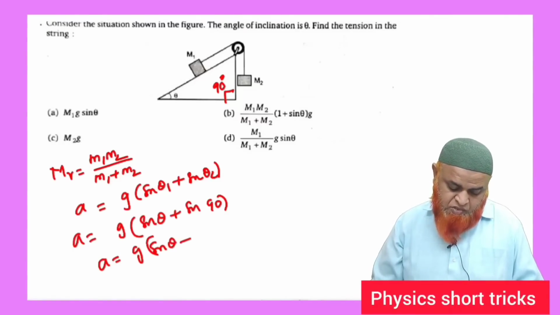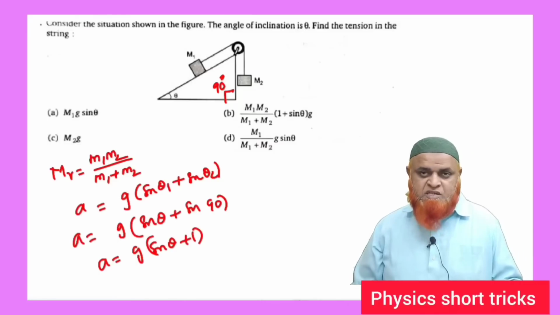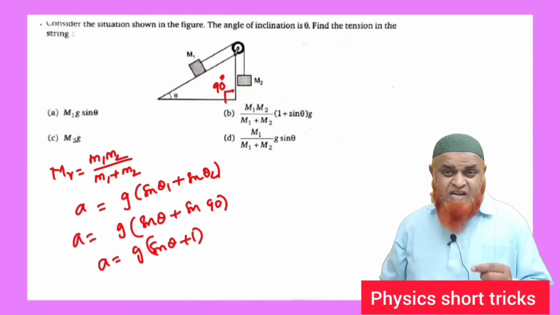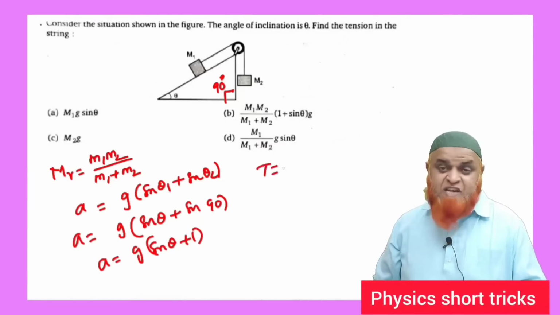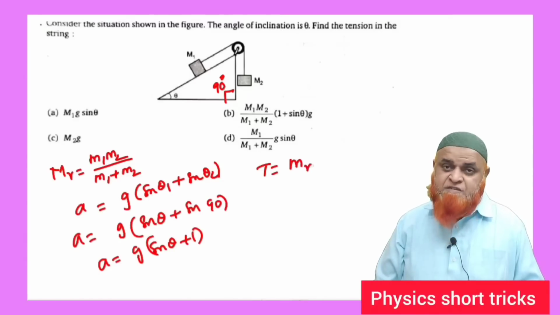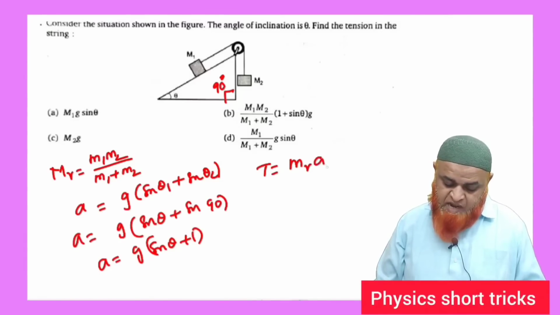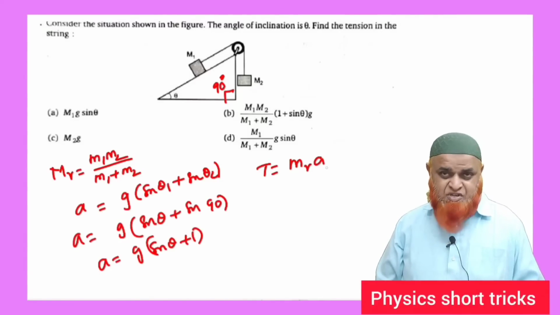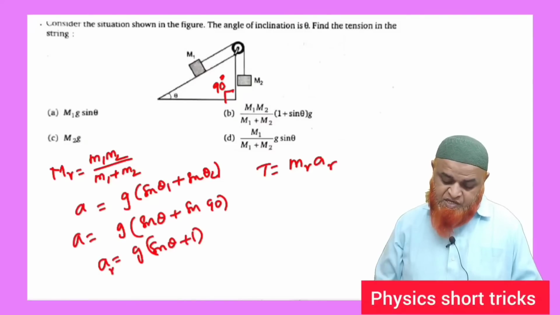So A is equal to g into sine theta plus 1. Okay, so this is A here. Then can you write now what is the tension here? Tension is nothing but the product of reduced mass into acceleration, which is said to be the resultant acceleration. Okay, so this is the resultant acceleration. So directly you'll get the answer.